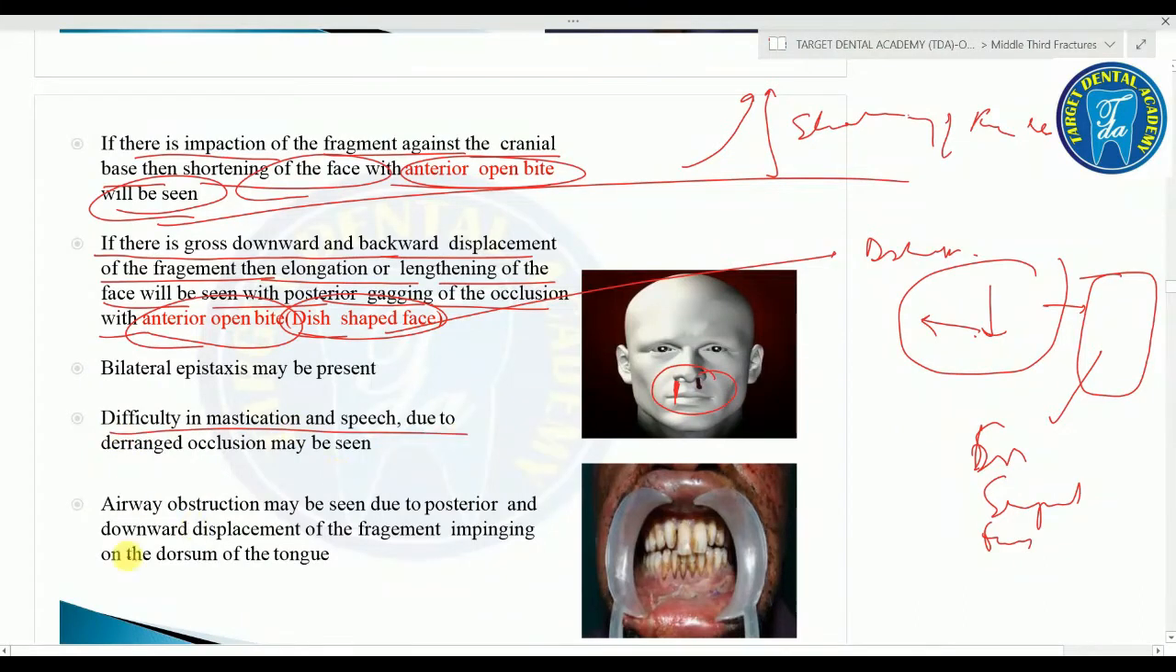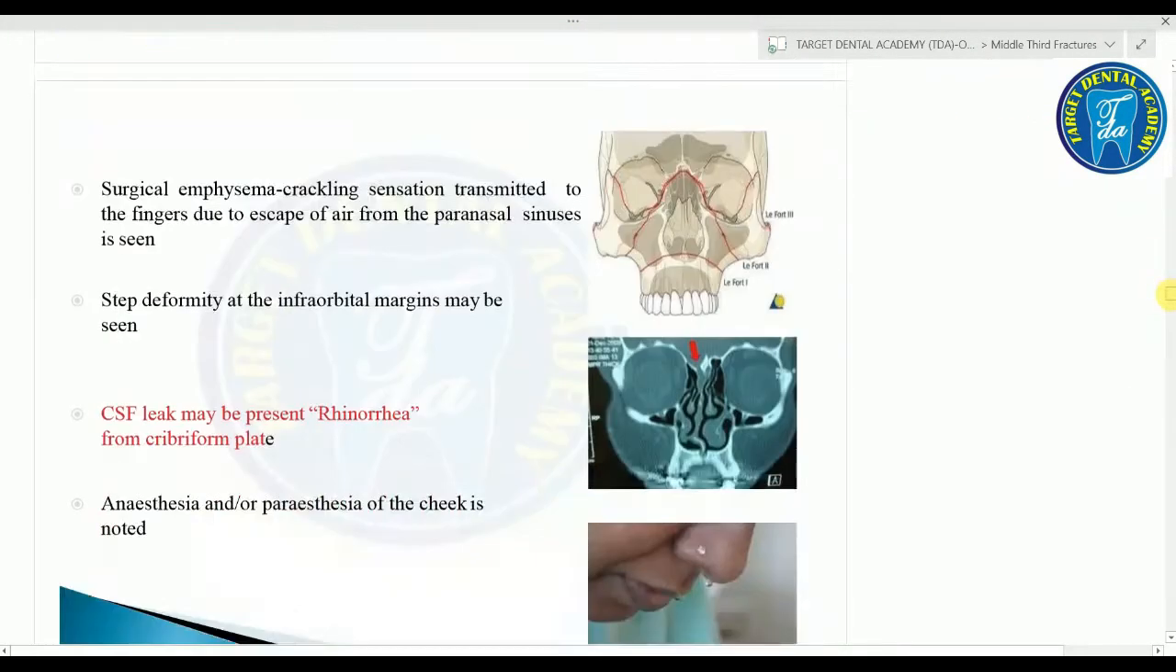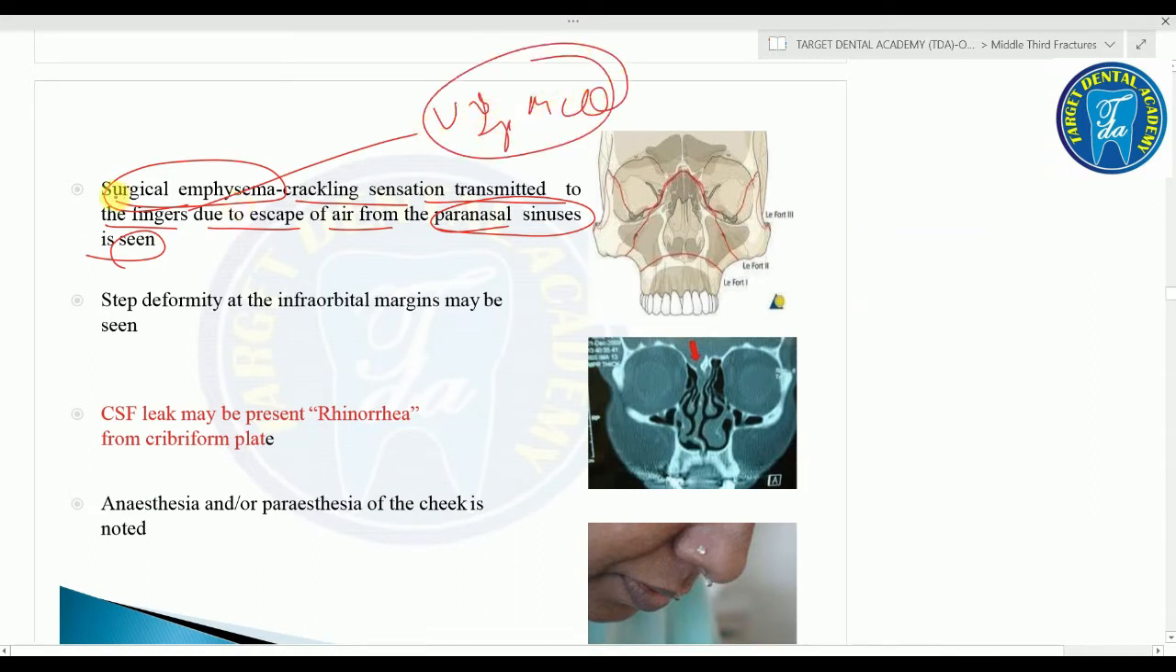There is a difficulty in mastication and speech due to the deranged occlusion. Airway obstruction may be seen due to the posterior and downward displacement of the fragment which impinges on the dorsum of the tongue. In this, the surgical emphysema, which is the crackling sensation transmitted to the fingers due to the escape of air from the paranasal sinuses. Very important for your MCQ. In this you can see the emphysema.